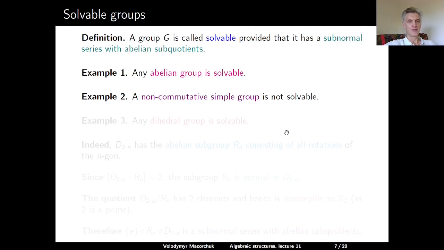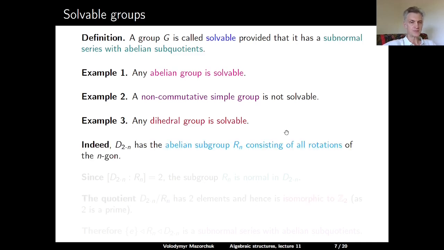And example 2, a non-commutative simple group is not solvable. If there are no normal subgroups, we cannot construct a normal series with abelian quotients if the original group is not commutative. Here is a more interesting example: any dihedral group is solvable.